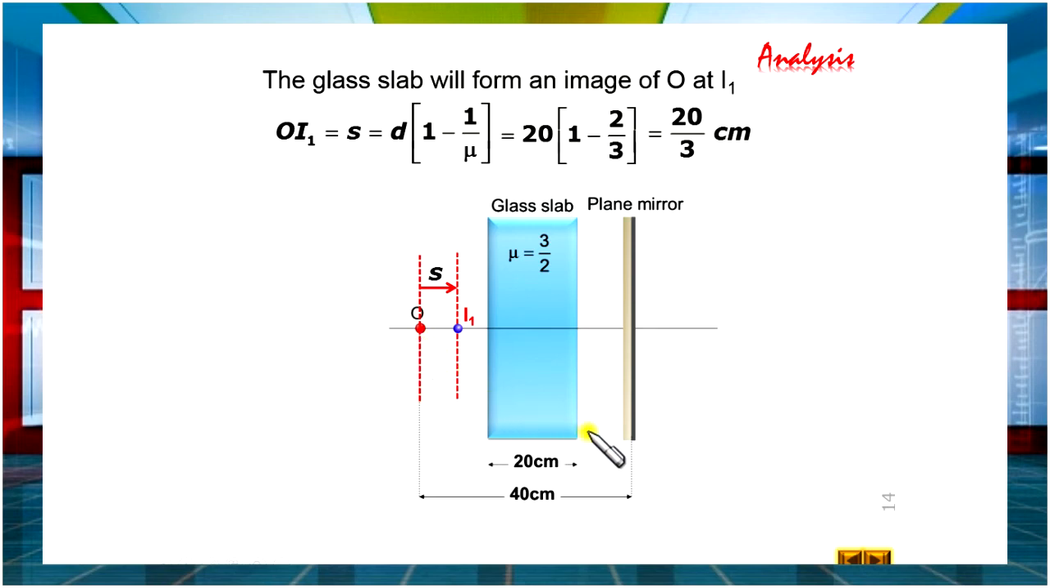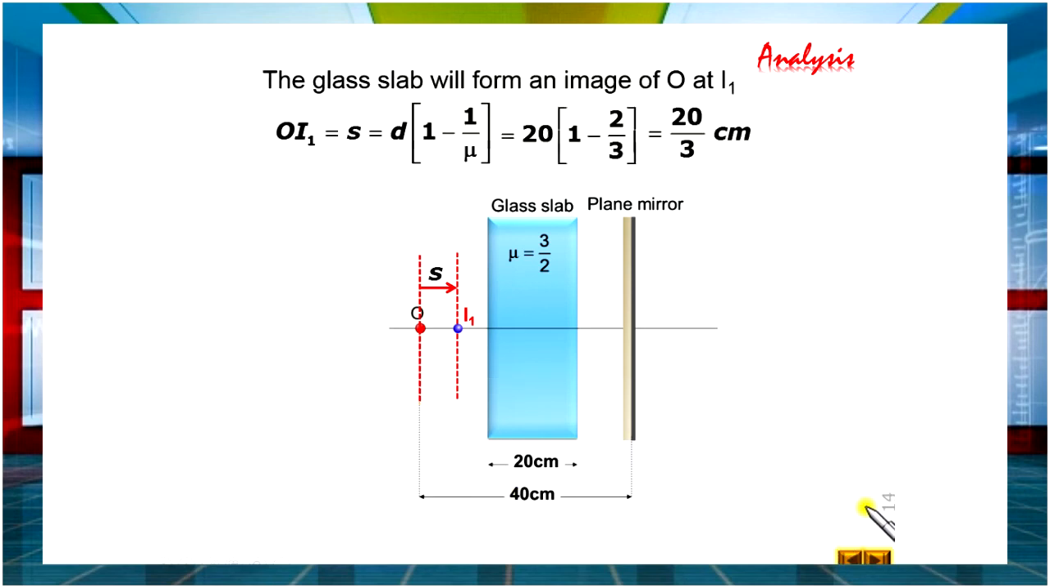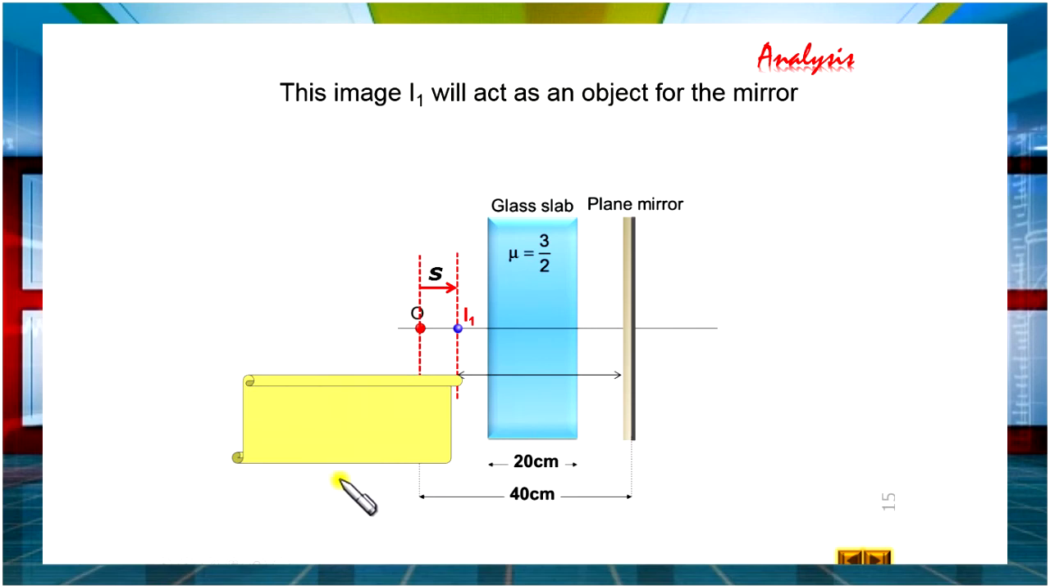So let us calculate the position of the object with respect to the plane mirror, right? As we discussed, this I1 will act as an object for the plane mirror. So the position of the object with respect to the plane mirror should be equal to 40 minus S, and S we have calculated, 20 divided by 3. So this is 40 minus 20 divided by 3, and this is equal to 100 divided by 3 centimeter. So for this plane mirror, this object, that is the image formed by the glass slab, is located at a distance of 100 divided by 3 centimeter.